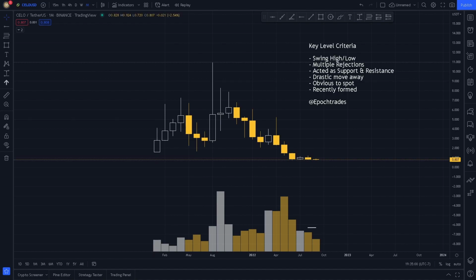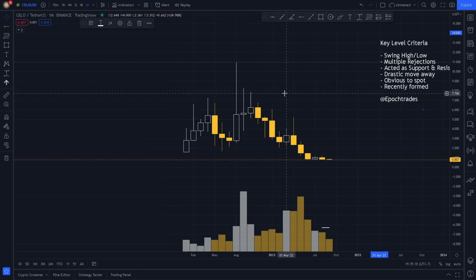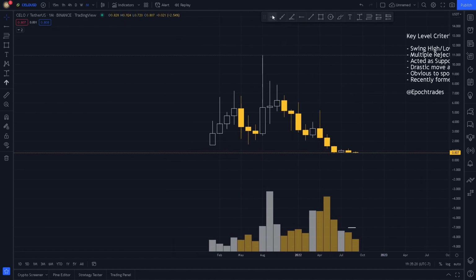Today we're going to be covering CELO key levels. As always, our key level criteria is swing highs and swing lows, multiple rejections, acted as support and resistance, drastic moves away, obvious to spot, and recently formed. So let's go ahead and start on this monthly chart at the key levels that we can easily spot.